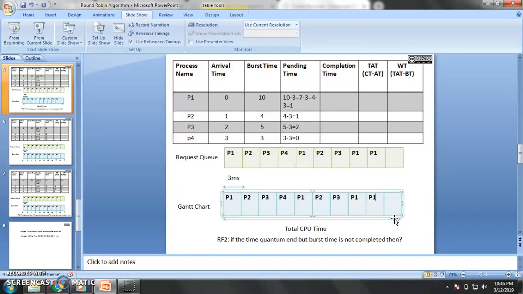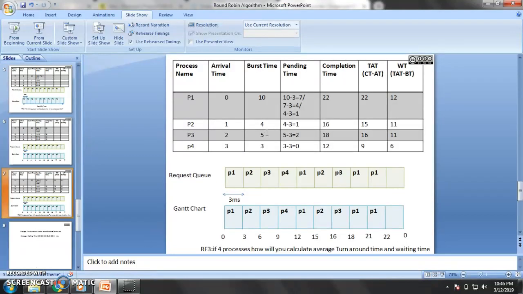So my second question is, if the time quantum ends but the burst time is not completed, what happens? Here the pending burst time of P1 was 7, and the quantum is only 3 microseconds. So the answer is, if the burst time is pending, then that task will enter into the request queue once again.